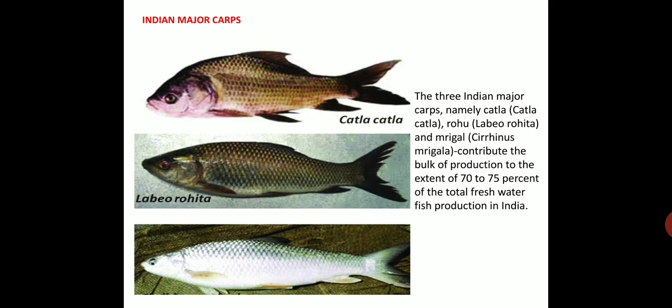So here is the picture of Katla katla, Labeo rohita and Cirrhinus mrigala. You already know about this, and these Indian major carps contribute a maximum of 70 to 75% of total freshwater fish production in India.